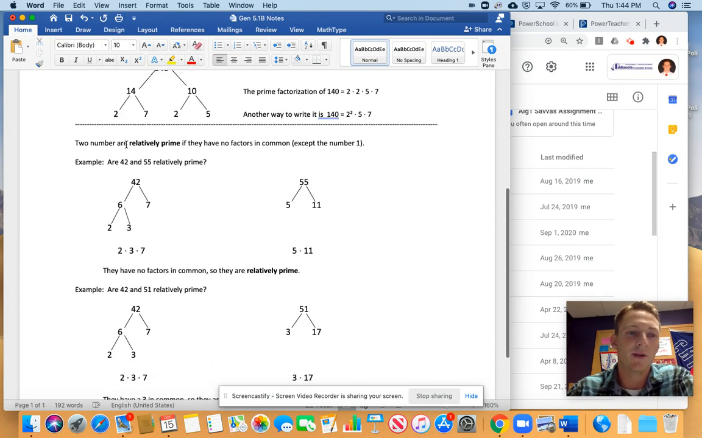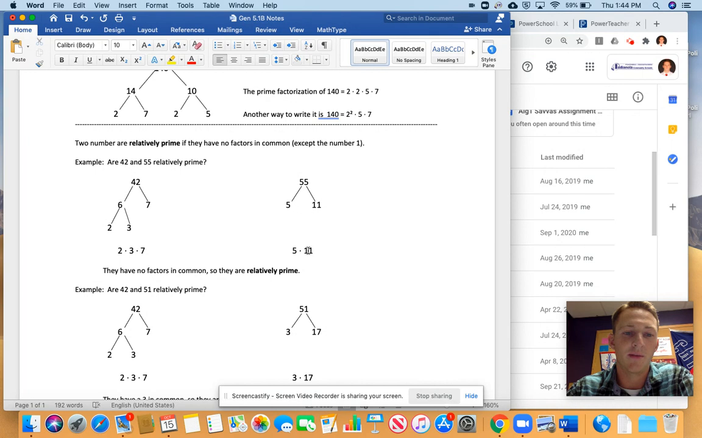And then two numbers are relatively prime if they have no factors in common except for 1. So let's look at 42 and 55. 42 breaks down into 6 times 7. 7's prime, but 6 can be broken down into 2 times 3. So we have 2 times 3 times 7. These are kind of the branches of the tree. That's where they end. 55 breaks down into 5 times 11.